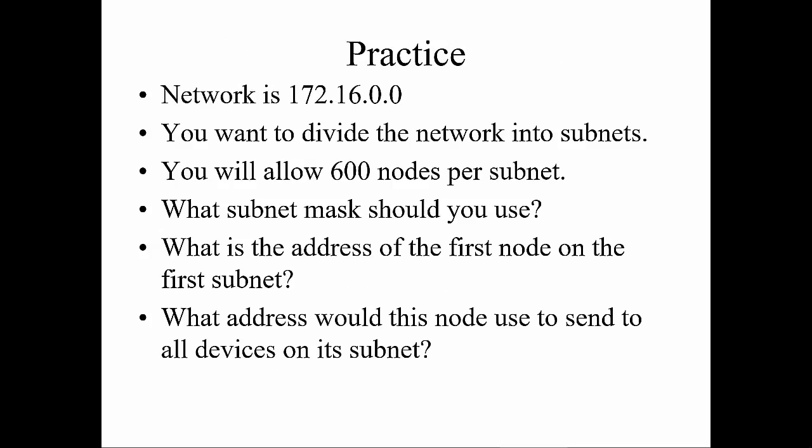So let's do some practice. We have a network which is 172.16.0.0. We want to divide the network into subnetworks. We don't know how many subnetworks, but we do want 600 nodes per subnet. So the question is, what subnet mask would we use? What's the first address? What's the last address?